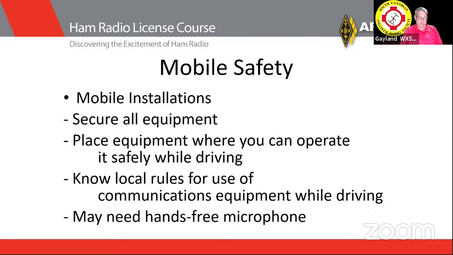You want to place your equipment where you can operate it safely while you're driving. If that involves looking at a display, you want to make sure the display is placed well. It's just like a cell phone in that case. If you're having to look at a display and it's down here, let's see, yeah, you can see me. If it's down here, are your eyes on the road where they belong?